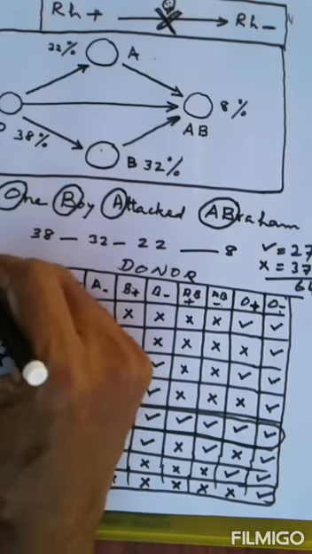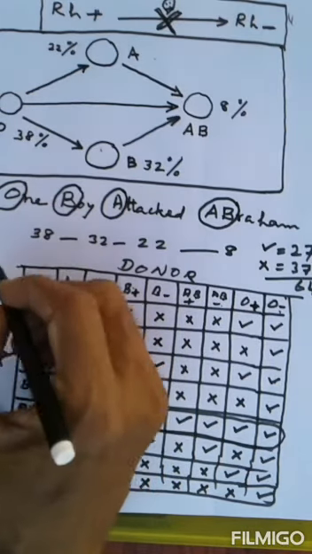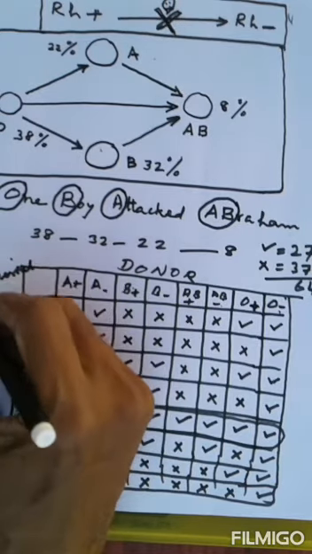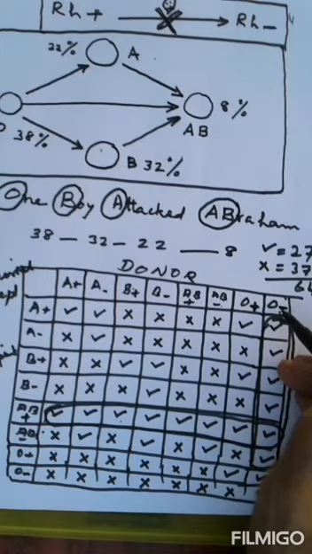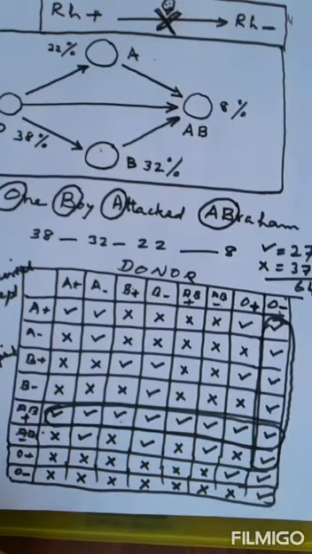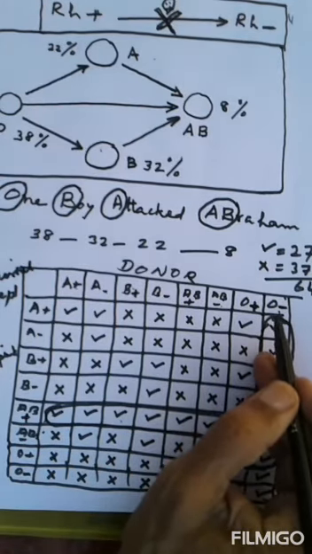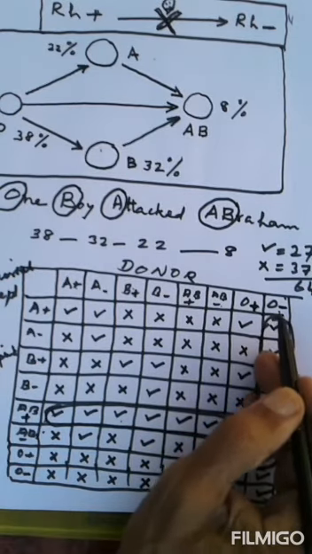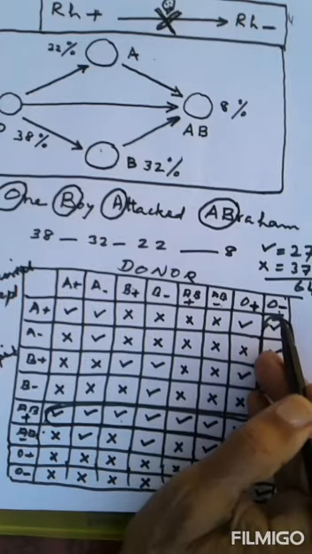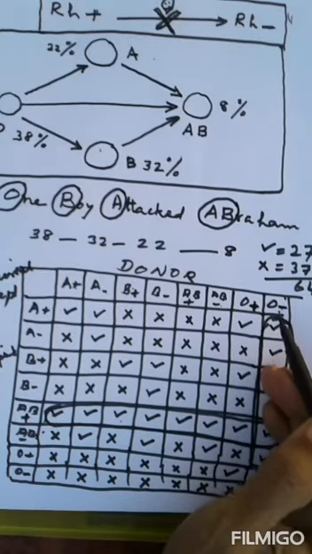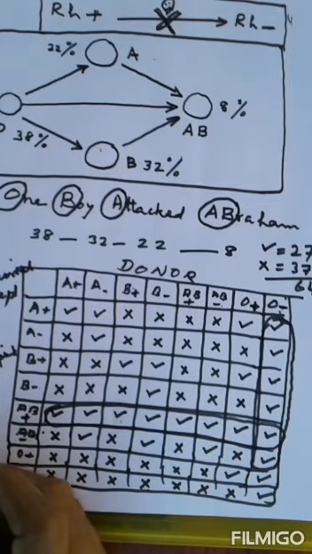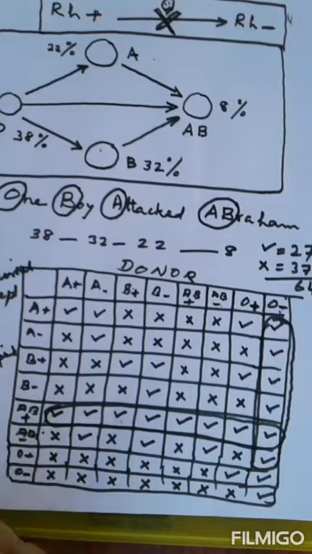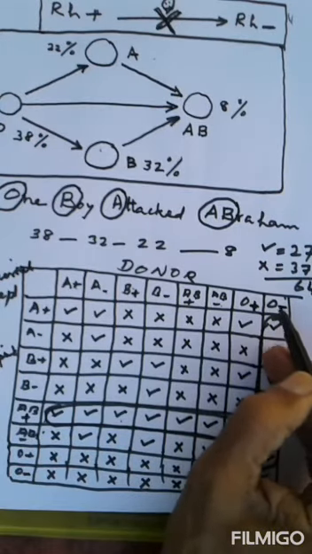You can say O negative is the universal donor. If you say simply O group, the answer is partially correct only, because you are not mentioning the Rh factor. It is very important. Rh factor should match. So you cannot say universal donor is just simply O person. So you must say it is O minus person. He is the universal donor. O negative person is the universal donor.